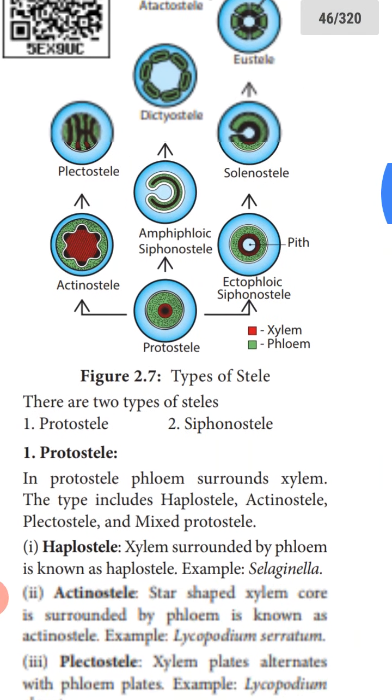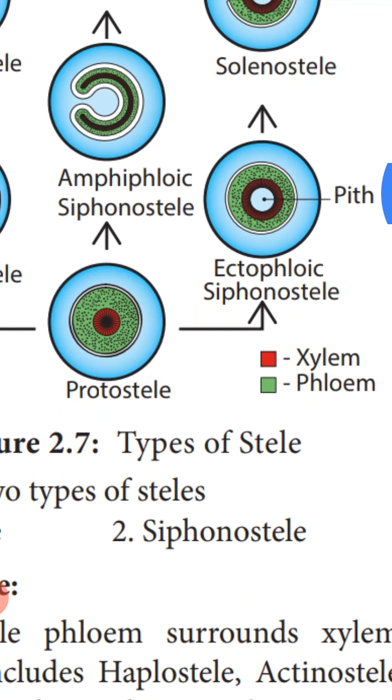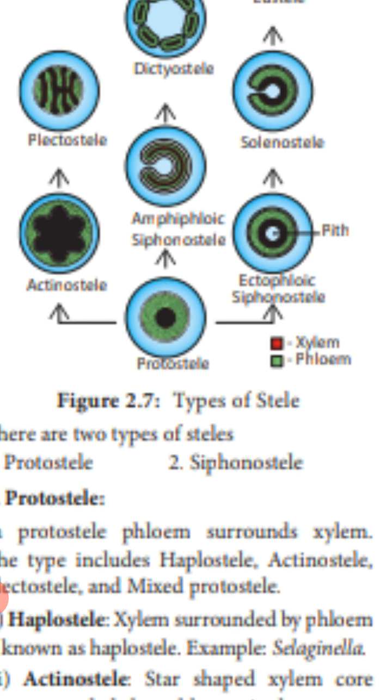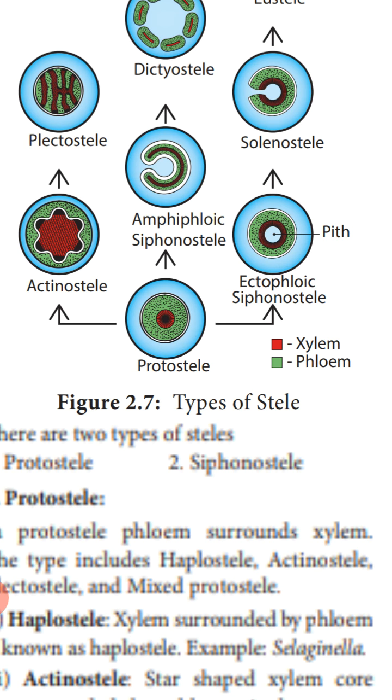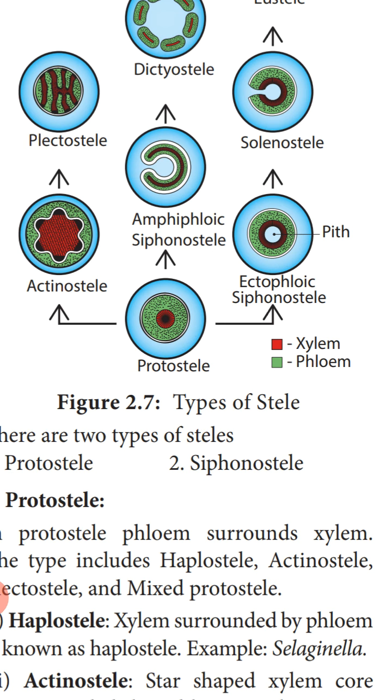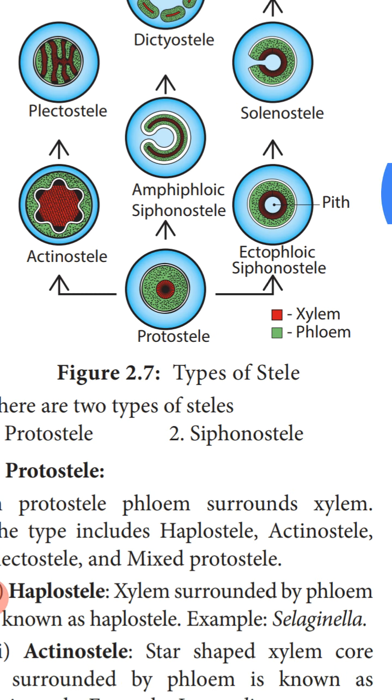That also we can see here in this diagram. Amphiphloic Siphonostele. So here you can see in the center pith is present. Then the green color phloem is present on both the sides of the xylem. Xylem is there in the middle, and on both the sides of the xylem the green color phloem is present. This type of arrangement is called as Amphiphloic Siphonostele.